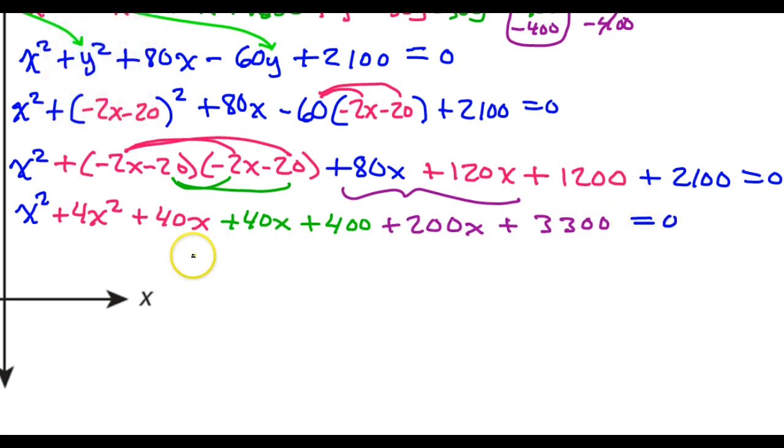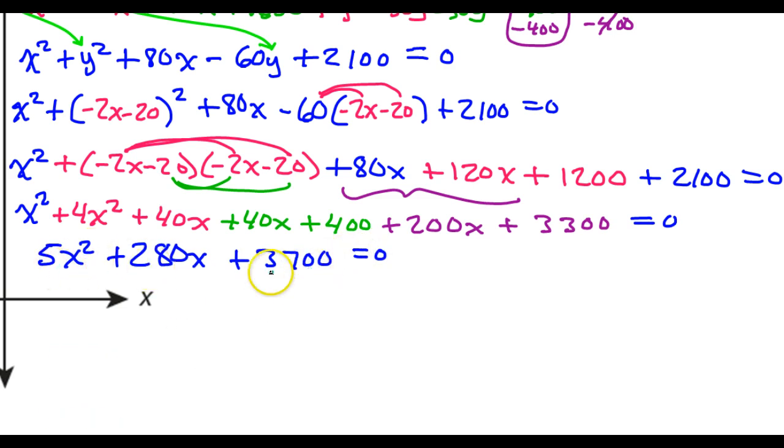Equals 0. So combining more like terms, x squared plus 4x squared is going to give us 5x squared. And now I have 40x plus 40x, that's 80x, plus 200x, that's 280x. And then I have 400 plus 3,300. So that is 3,700 is equal to 0.